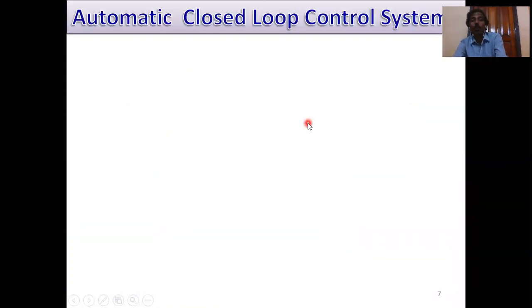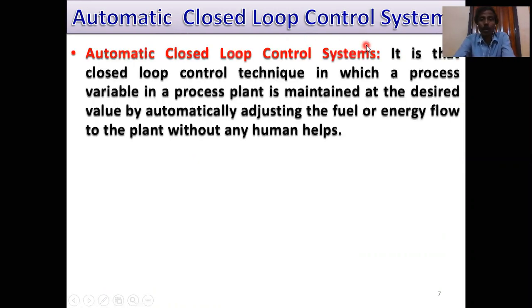Then what is an automatic closed loop control system? It is that closed loop control technique in which a process variable in a process plant is maintained at the desired value by automatically adjusting the fuel or energy flow to the plant without any human help. So in this case, no human is required. That's why this type of control system is called an automatic control system.